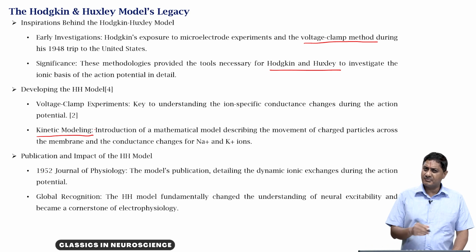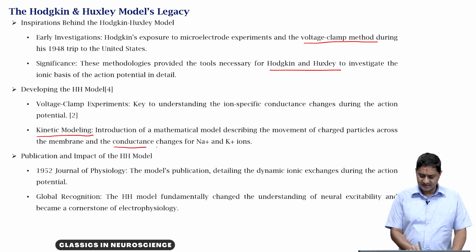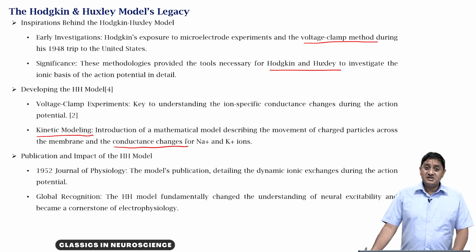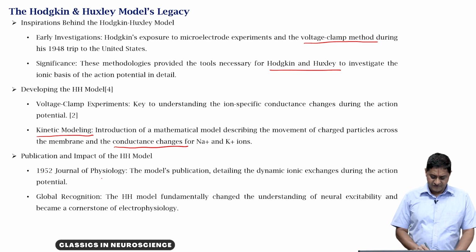So, there is a change in the conductance. Permeability is a variant of conductance. Another way to describe permeability is conductance. If permeability is higher for an ion, conductance is also higher. They published this in 1952 in the Journal of Physiology.